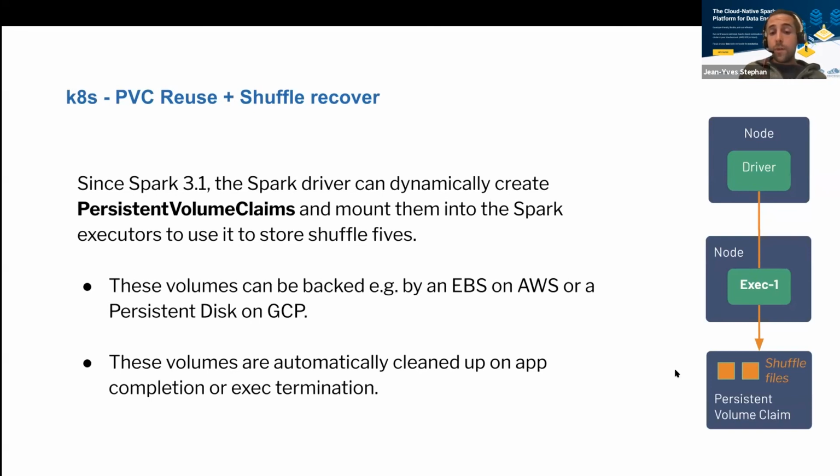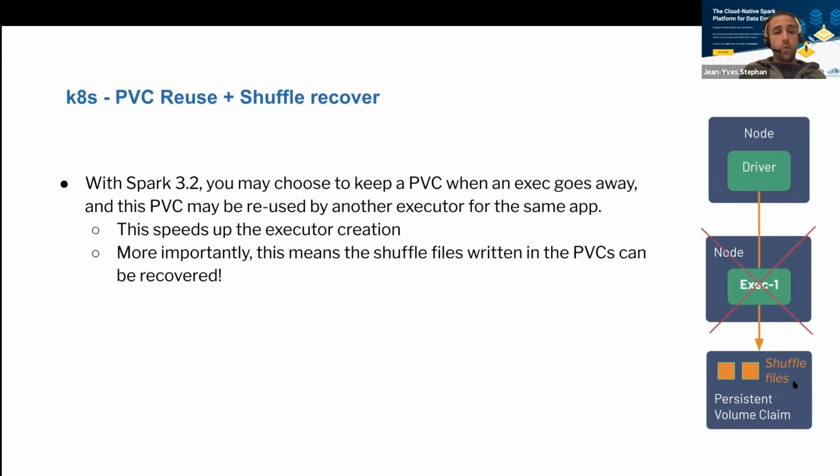And these volumes are automatically cleaned up when an app finishes. So for example, you would mount that volume in an executor. And so when an executor produces shuffle files, the shuffle files will be written in that disk. Now, with Spark 3.2, the PVC will survive the death of an executor. So if an executor dies, for example, because of a spot kill or because of an out-of-memory error, the PVC associated with it lives on. And if a new executor comes in, like exec2, Spark will reuse the existing PVC and mount it there.